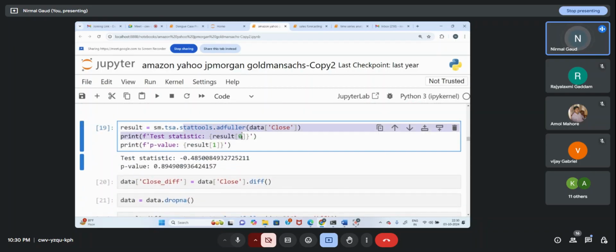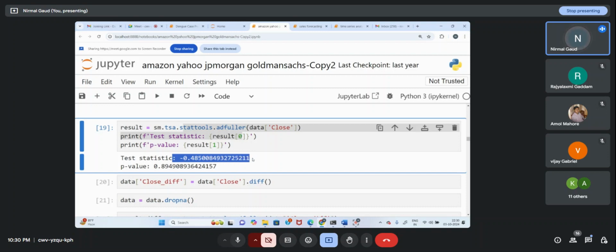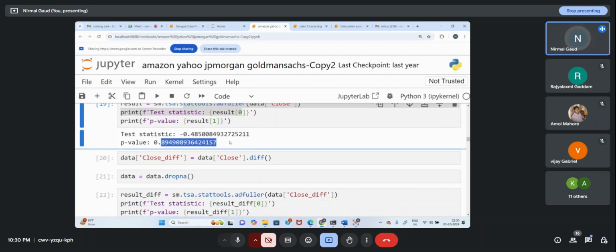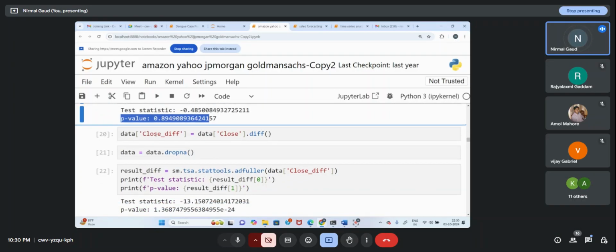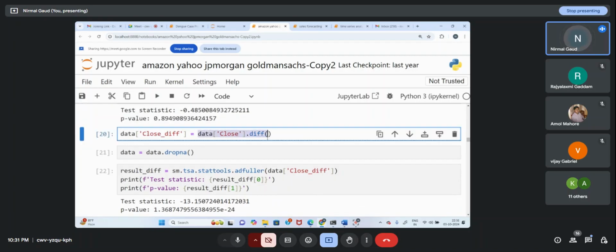Here I am applying the ADF test to check the stationarity of the time series. I got a negative value for the test statistic, minus 0.485. The p-value is 0.8, which is more than 0.05. So this is not stationary. If it is not stationary, you have to take the difference of close.